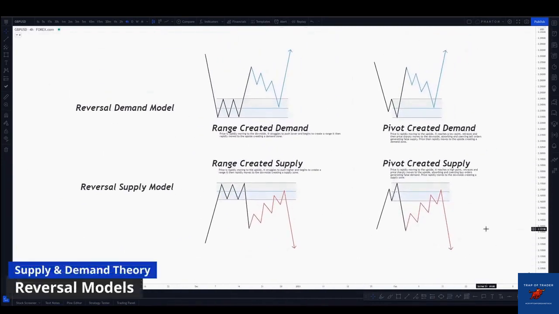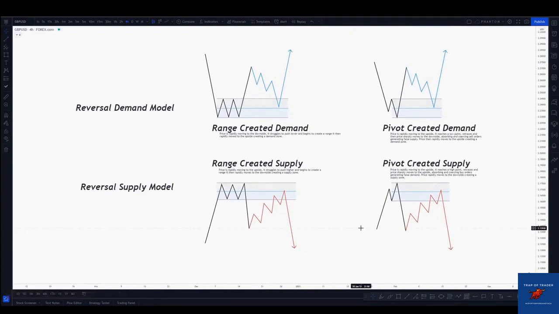Now let's take a look at the reversal demand and supply models, again using the same zone creation model. So if we're looking at range created demand, we're looking for a move to the downside. We have that sideways range. Price then expands to the upside rapidly. Again, we're not looking to trade the break of that range.